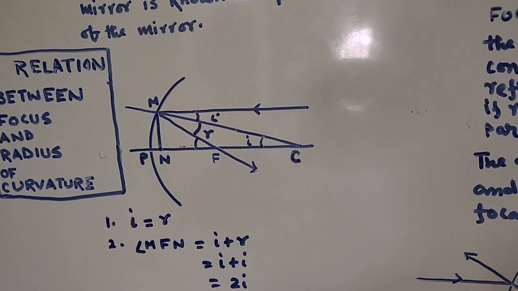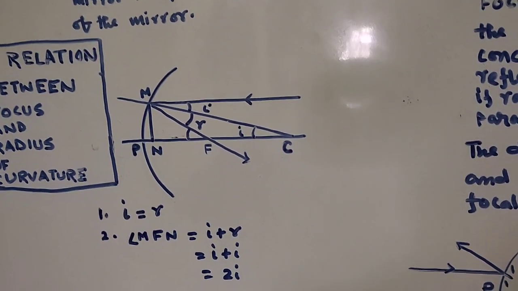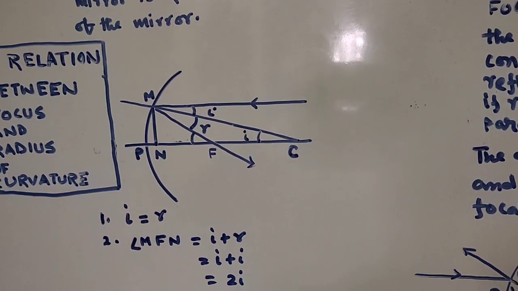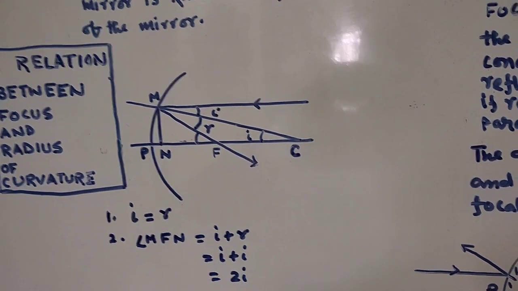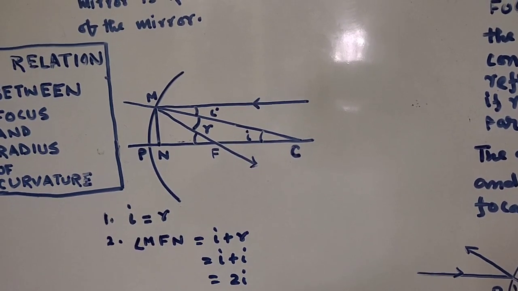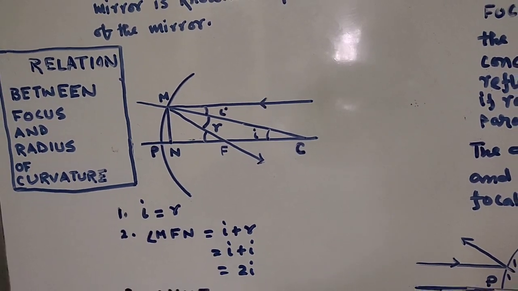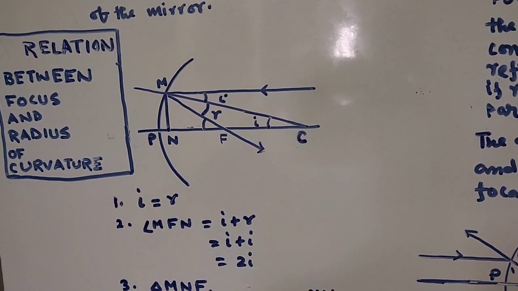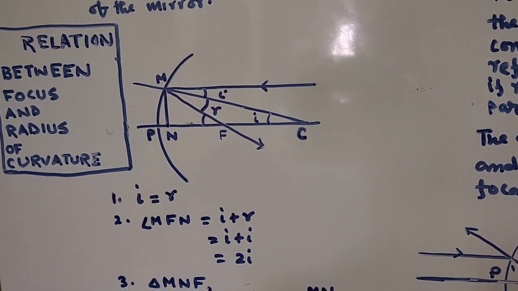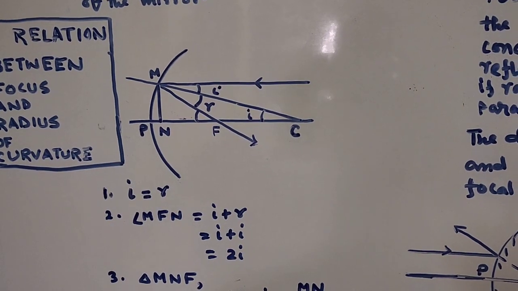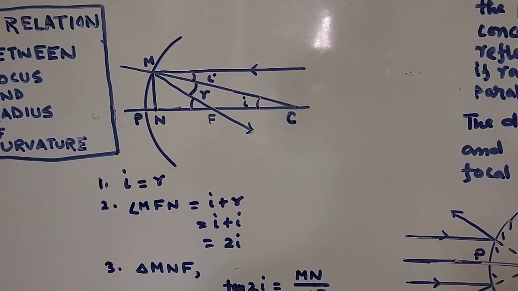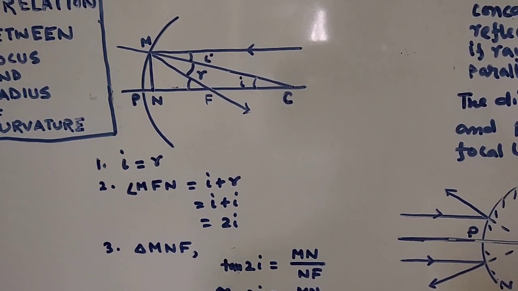If MC is the transversal, then angle NCM is also your I, isn't it? Alternate angle. So that one, I equals R from the laws of reflection, and that one is your R, that one is your I. So if you take the angle MFP, then this is your external angle. So the exterior angle is equal to the sum of the two remote interior angles, that is I plus R. And I equals R, so you can substitute I plus I, that is your 2I.